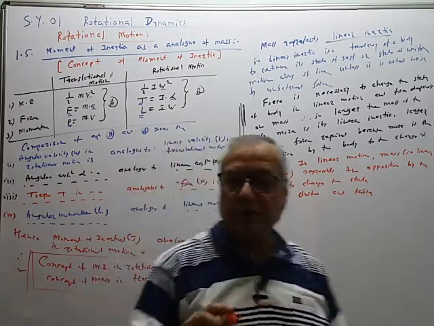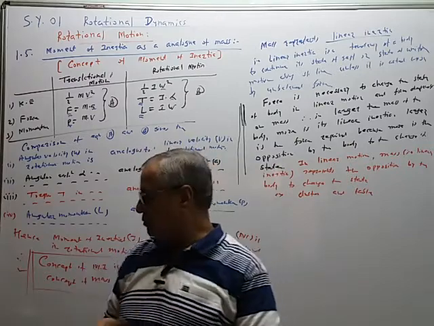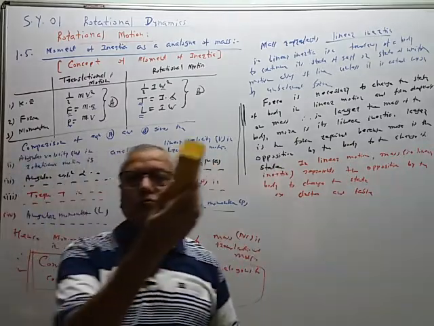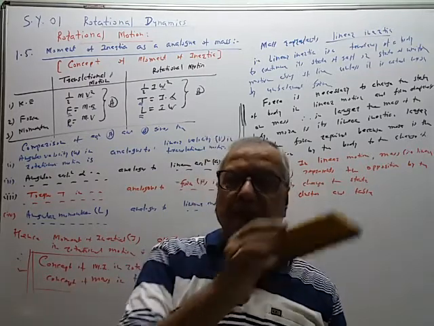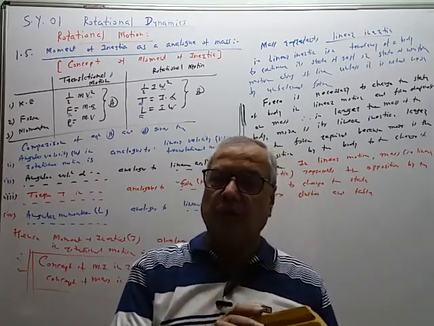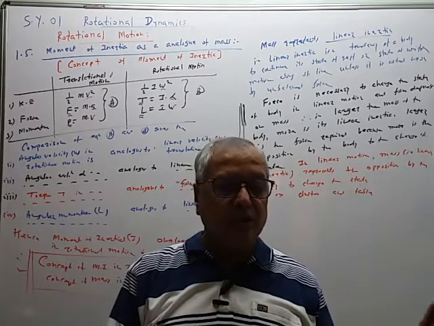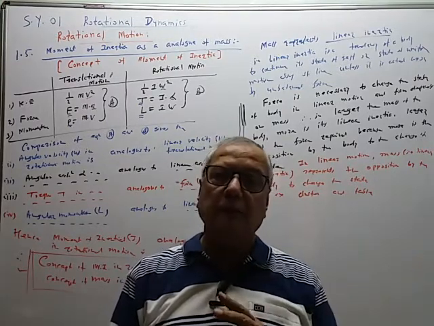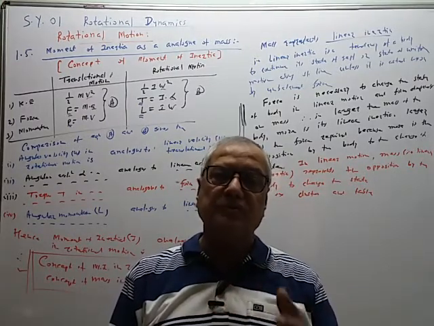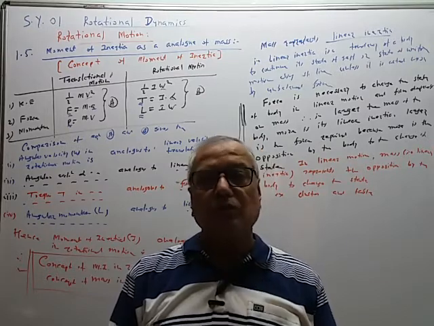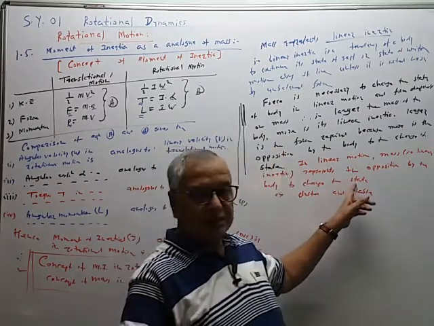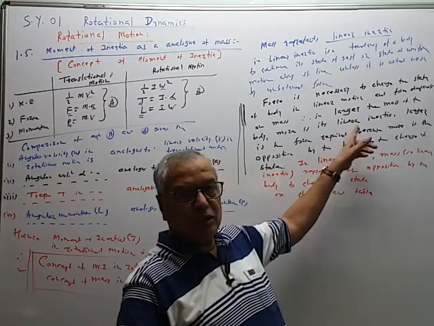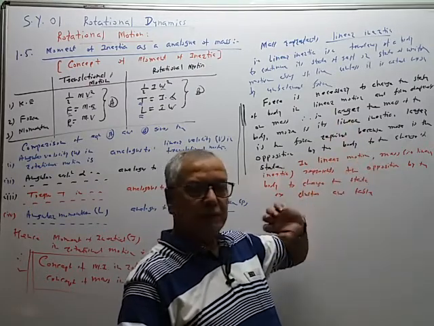When we are to move the duster like this, it is a light body, so small force is required to bring the duster in motion. But if we are to shift the table, bench, mass is more, force is required. So larger the mass, more is the opposition, more is the force required.